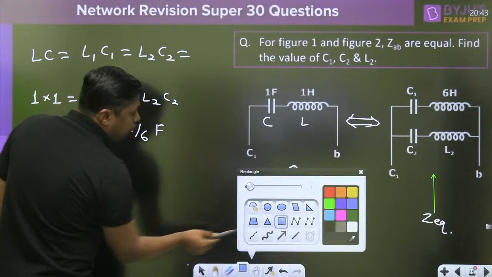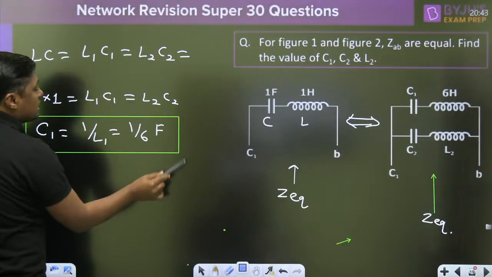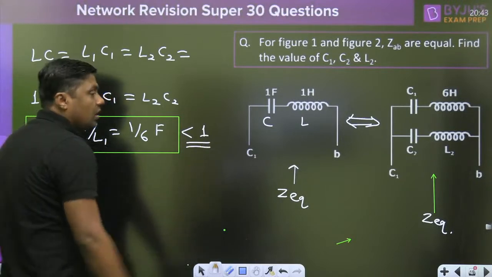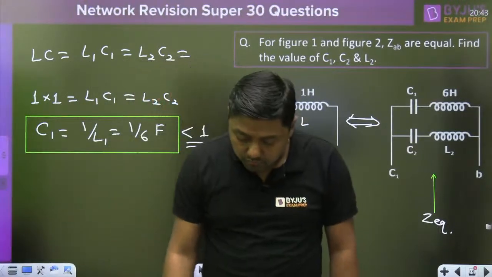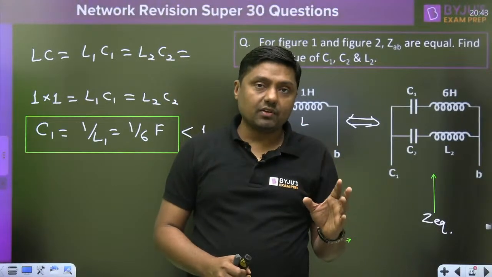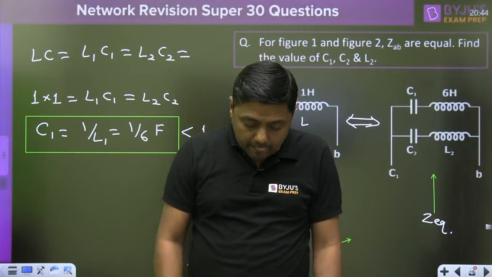Right? So what about this value? This is less than what? 1. It should be less than 1. From the option you can give the value. So on 27th, just after 26th, right?